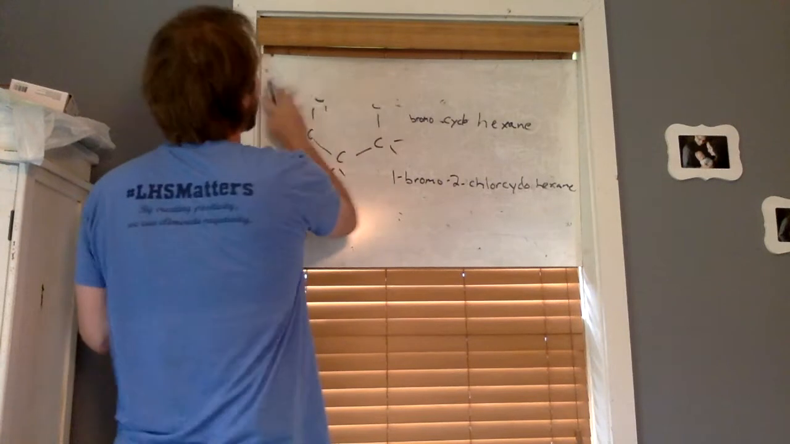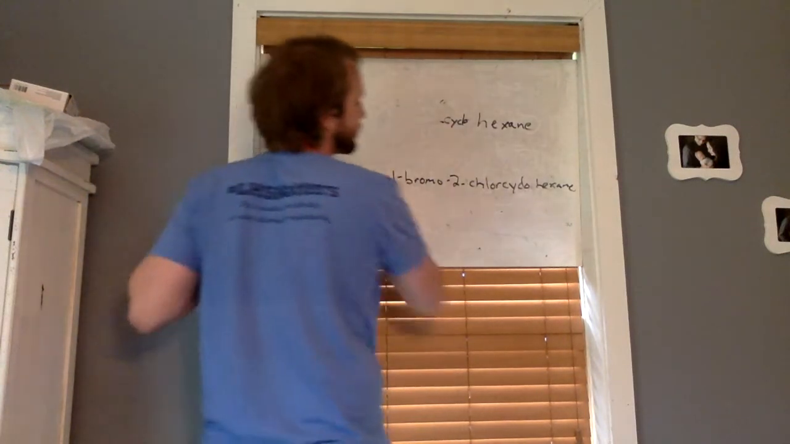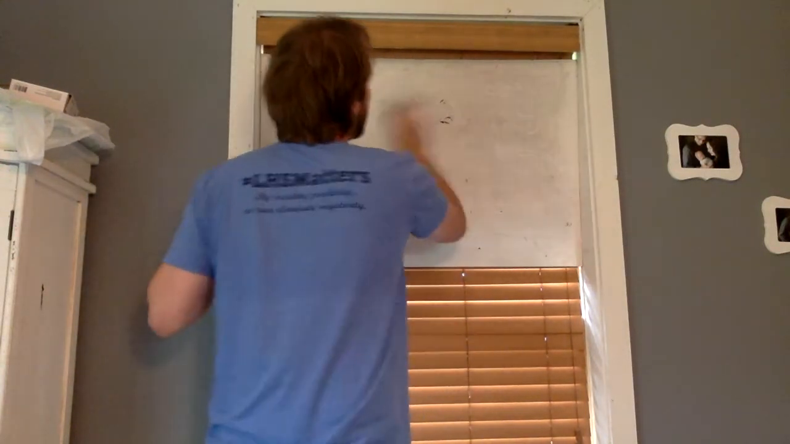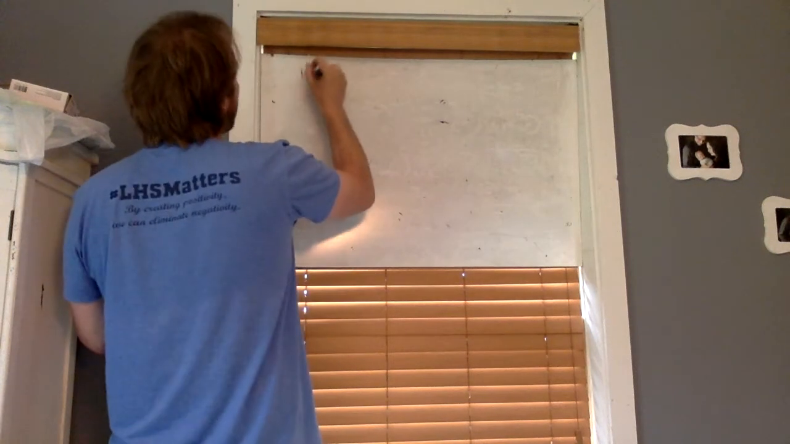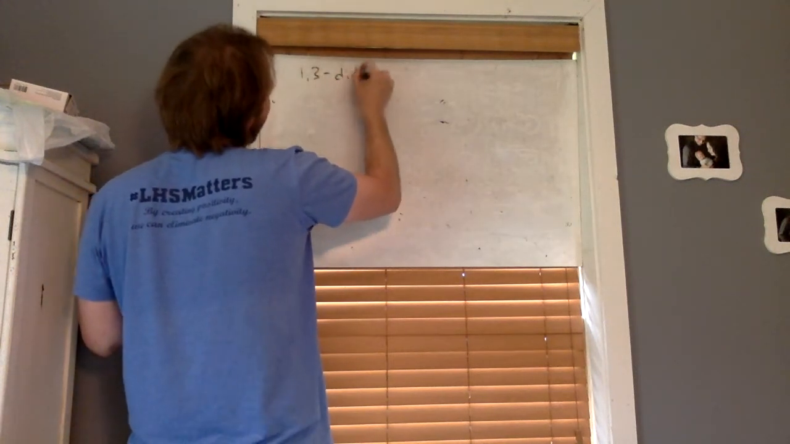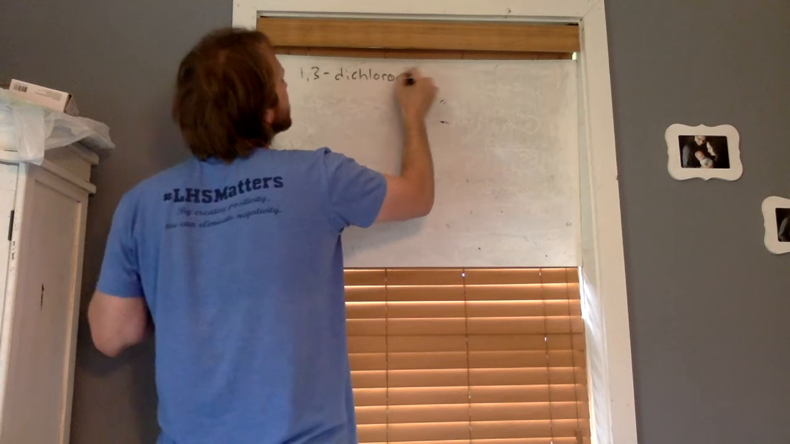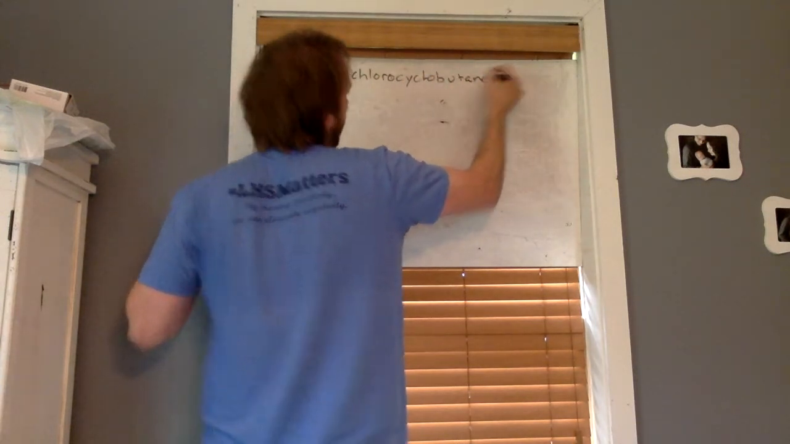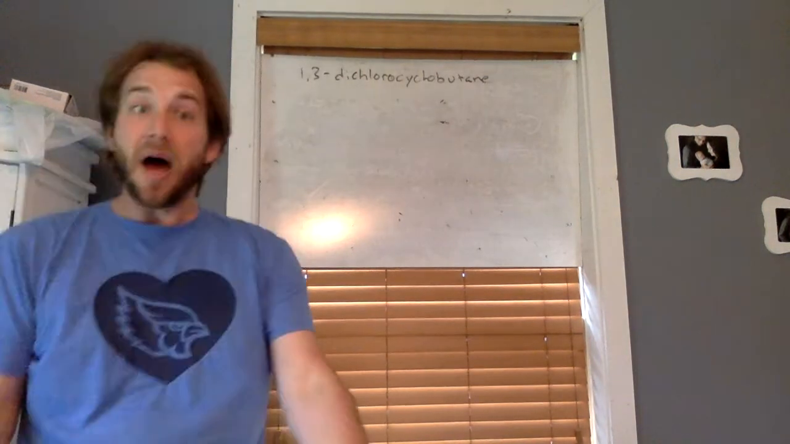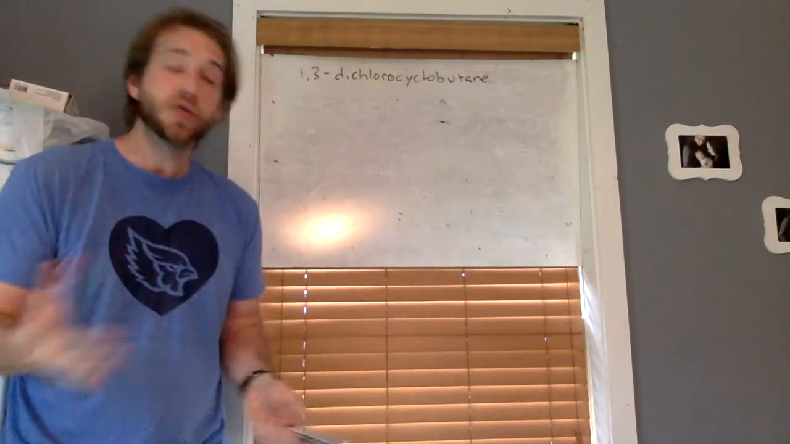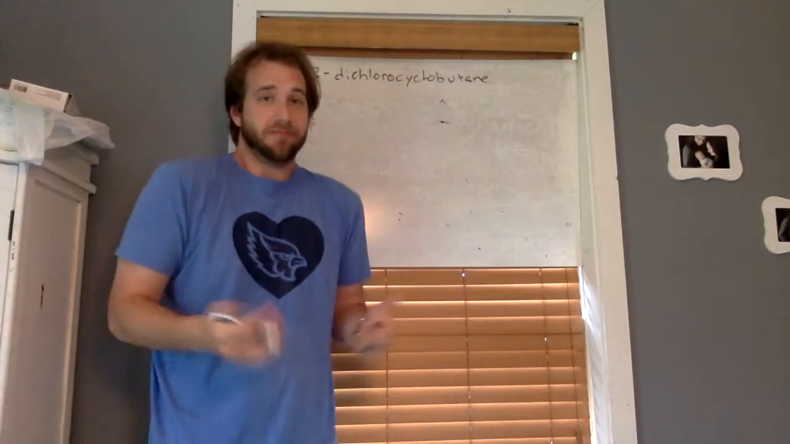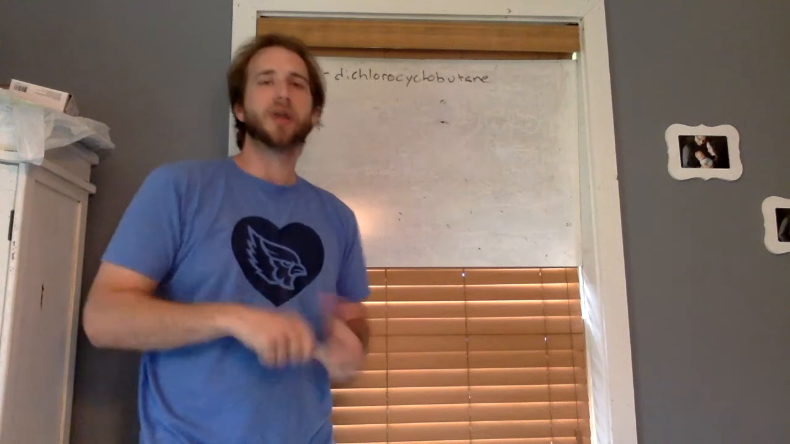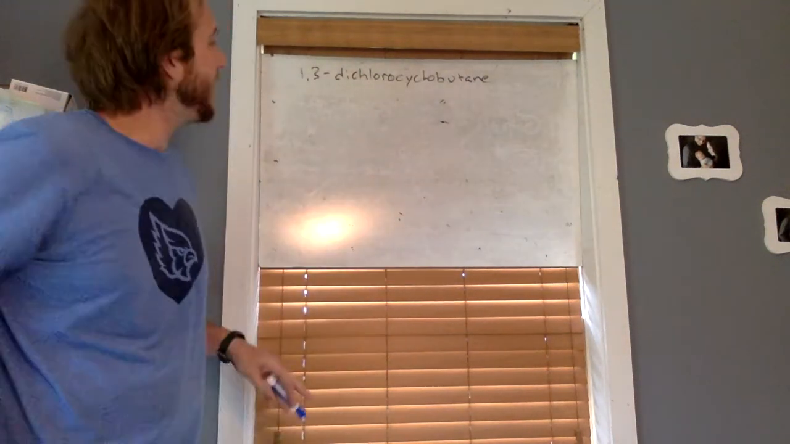So for example, if I had 1,3-dichlorocyclobutane. Holy buckets, that's a mouthful. But the name is set up in such a way that you should be able to draw a reasonable and repeatable structure for this IUPAC naming system.